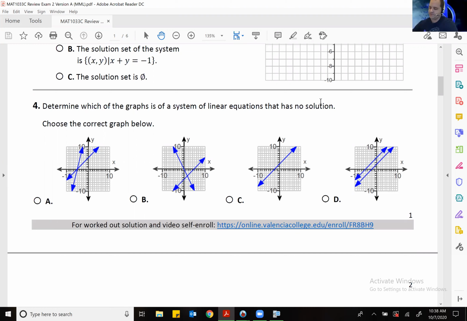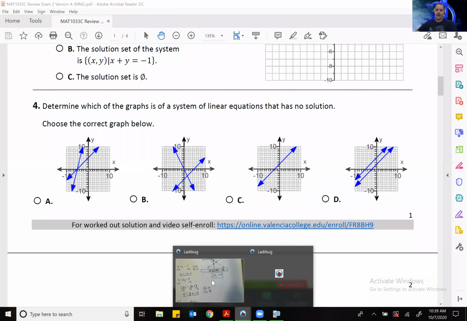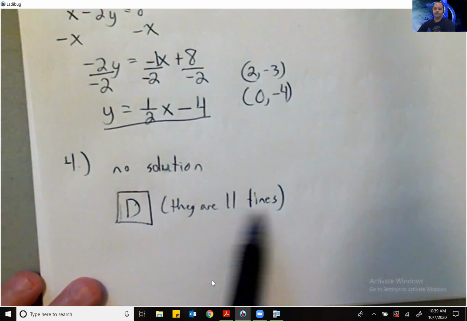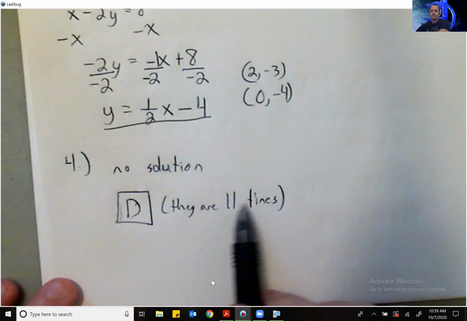Just writing some things up. All right. So what I wrote up was that for a no solution, you select D because they're parallel lines. That's the symbol for parallel.